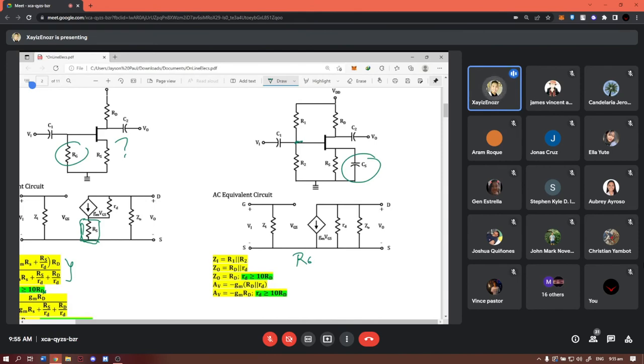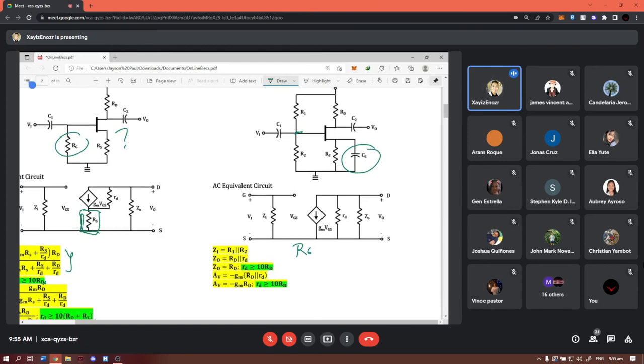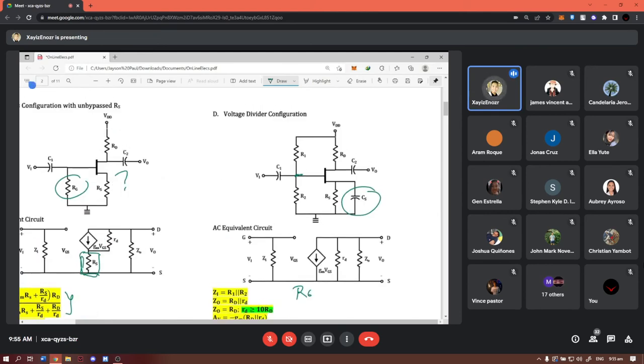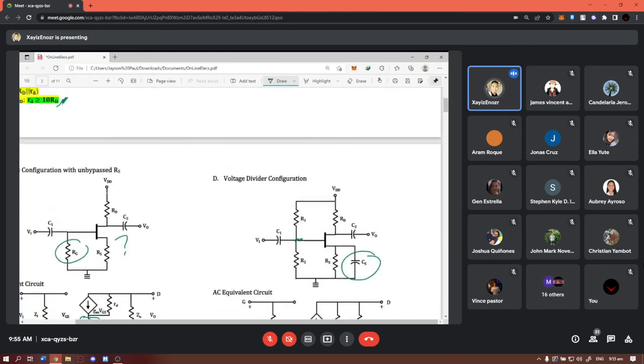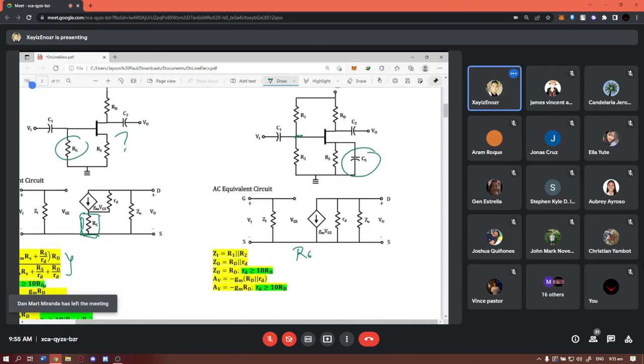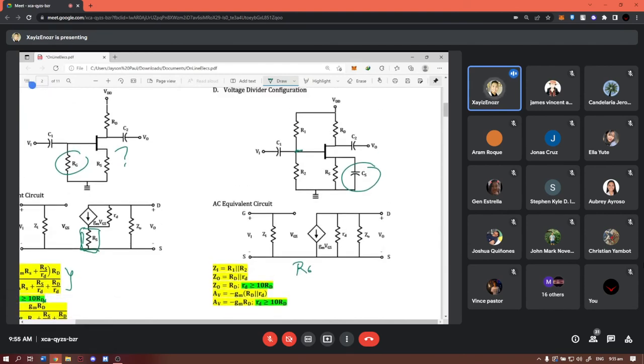So that is R1 parallel with R2. And the rest is pareho na, kung mapapansin nyo naman. And pareho din sila ng equivalent circuit with the other, yung sa fixed and self-bias na may bypass capacitor. Okay? Then, paano sir kapag unbypass siya?